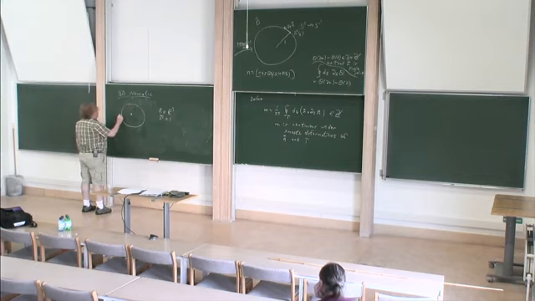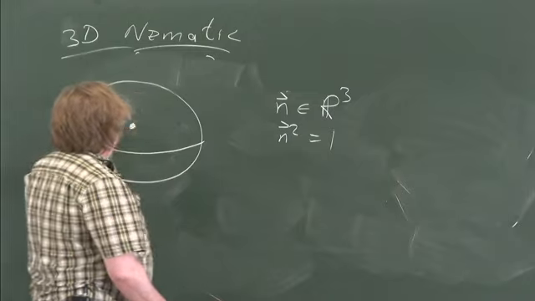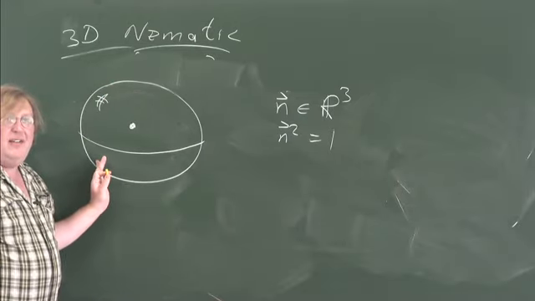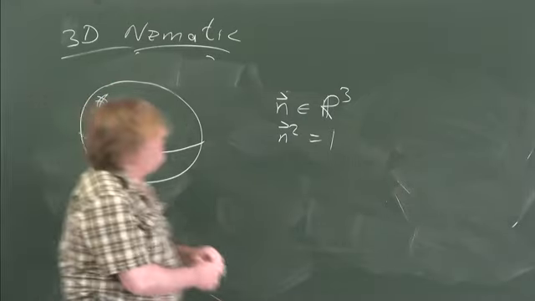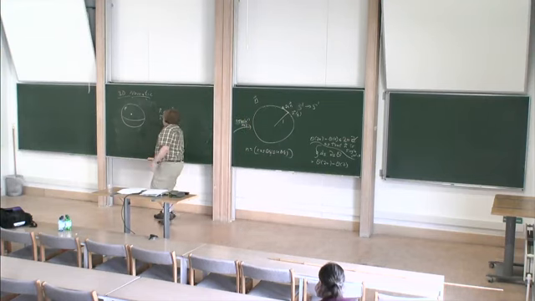And now I'm going to surround the point defect with a sphere, like so. Here's the sphere. I'm going to do exactly the same thing I did before. I'm going to look at each point on the surface, and each point on the surface corresponds to a point over here.